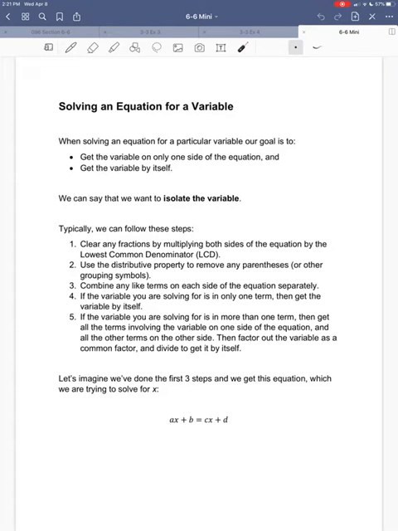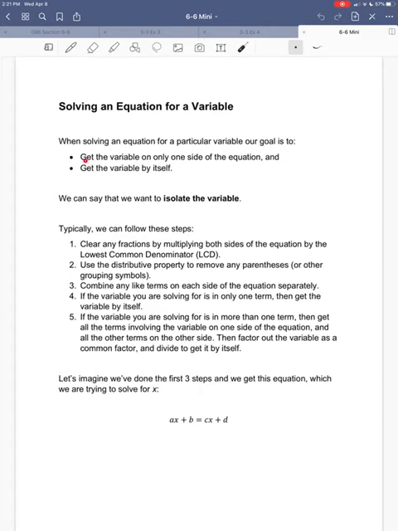I'm going to talk a little bit here about solving an equation for a particular variable, and that's sometimes what we're asked to do in a particular problem. When we're solving an equation for a particular variable, there's really two things we need to think about. Usually we just think, well, it means get the variable by itself. Well, what does that really mean?